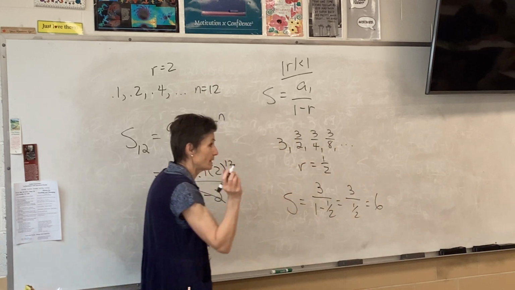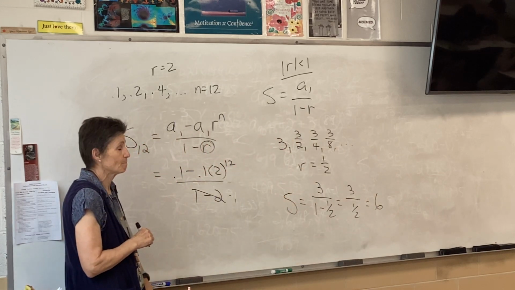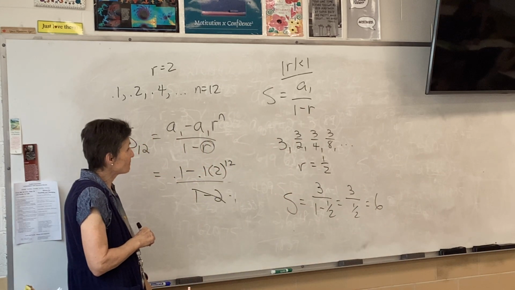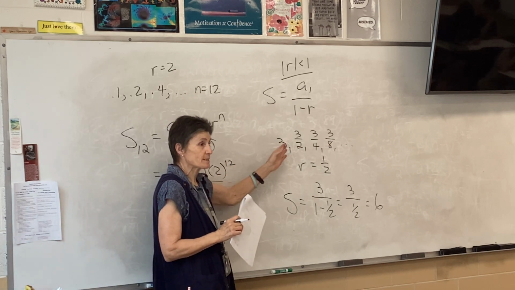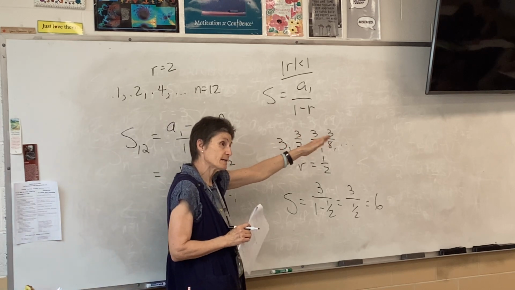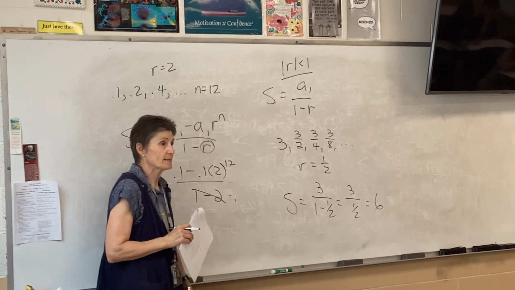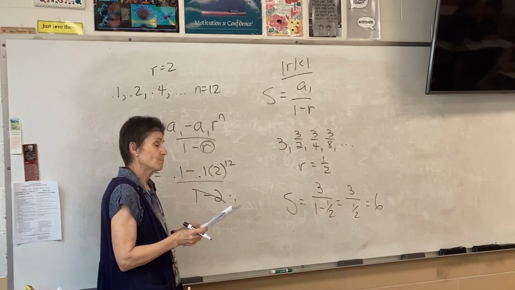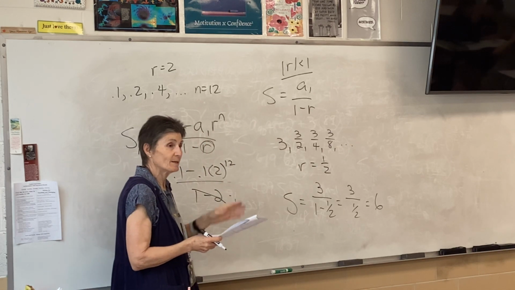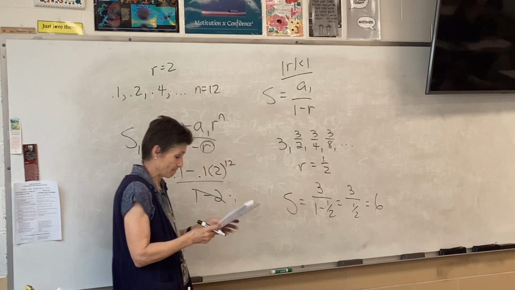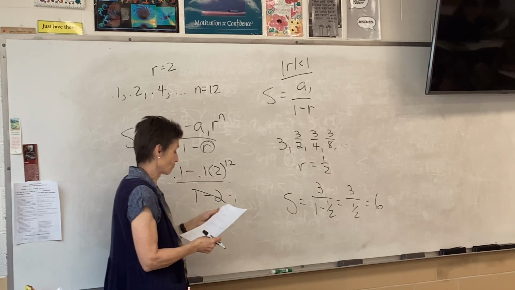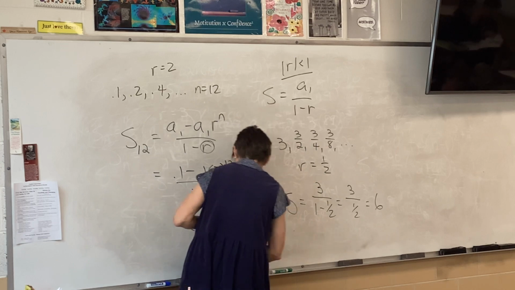You can use a calculator to help you with all the arithmetic. The sum of those, if we kept going, just kept adding, we'd eventually get to 6. Well, you'd be older than me when you got there, but we keep getting closer and closer to 6.